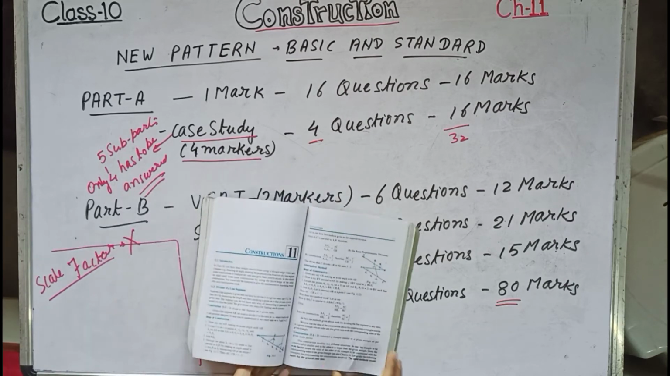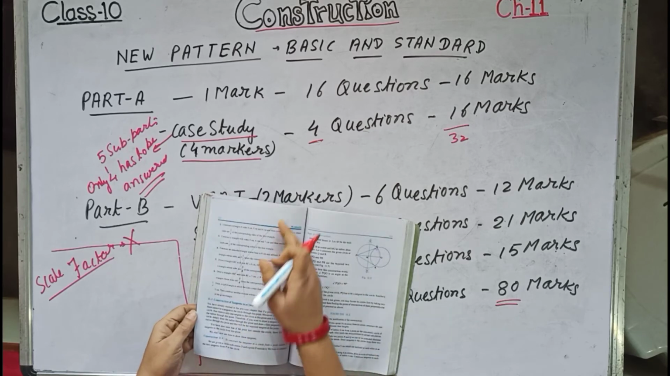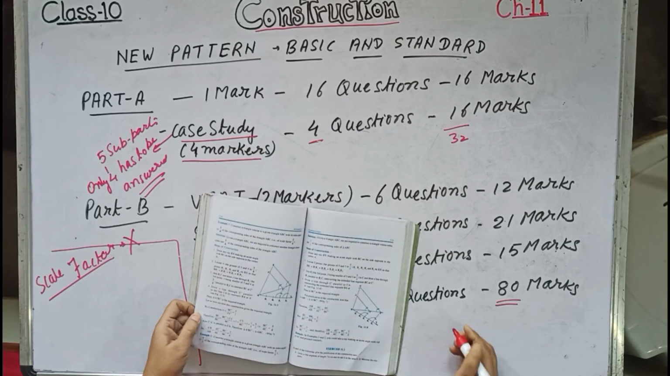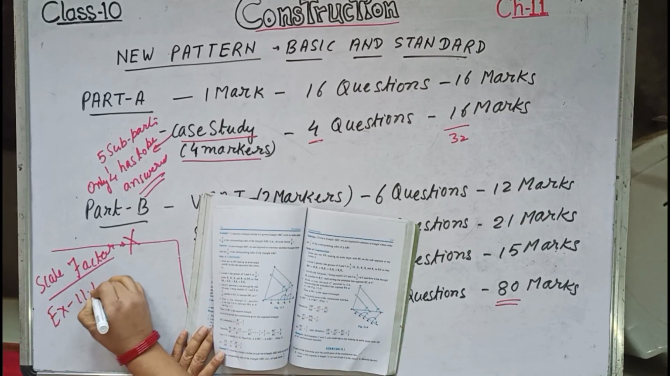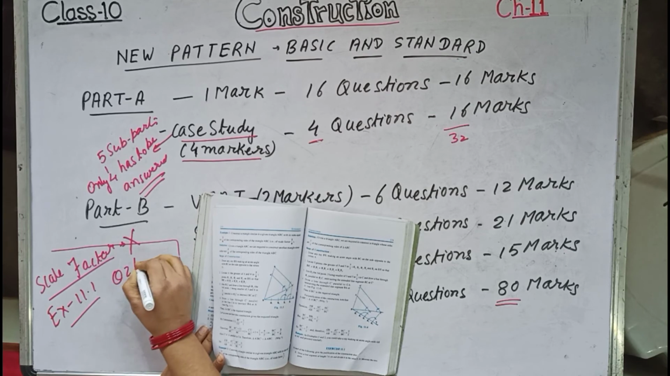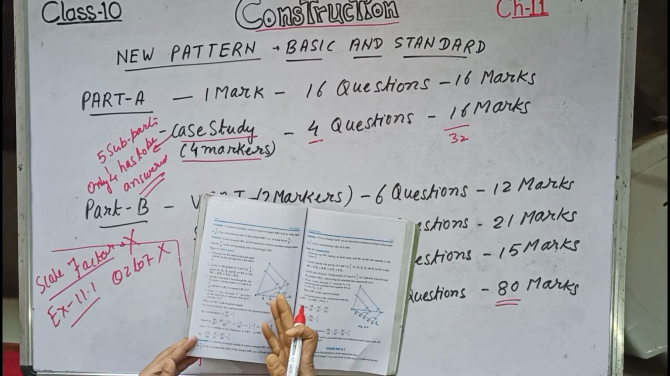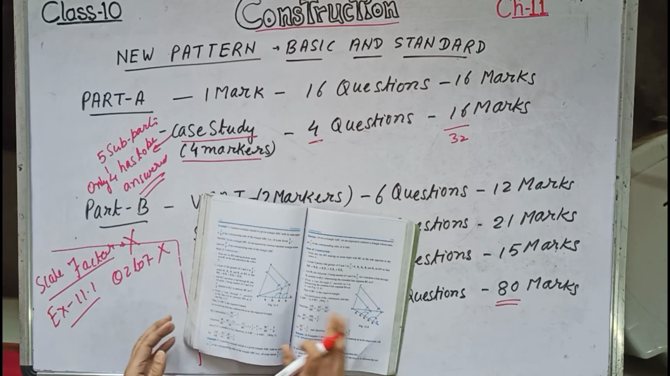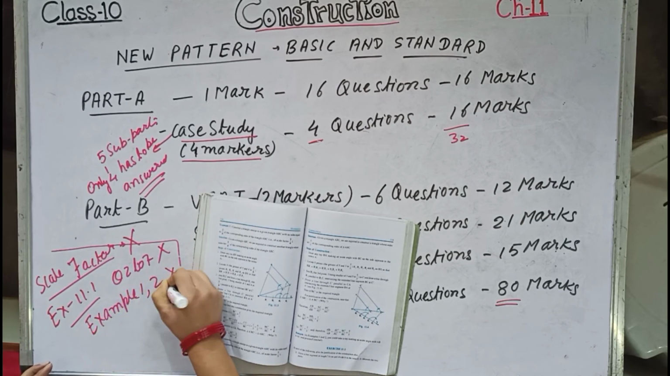If we talk of the NCERT book, exercise 11.1, questions 2 to 7 you will not do. Also example number 1 and example 2 you will not do.